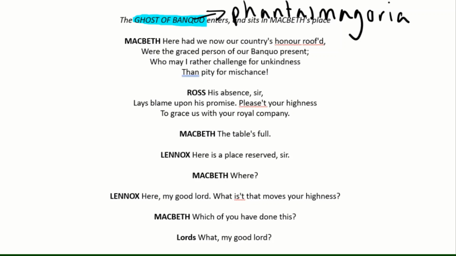So Macbeth says that normally we have all the nobility of Scotland, but Banquo isn't here. And he hopes that he's late, not due to unkindness, but just something bad happening to him, mischance. Ross says his absence means that he's broken a promise to you. So don't worry about him. Why don't you just grace us, the people that are present?